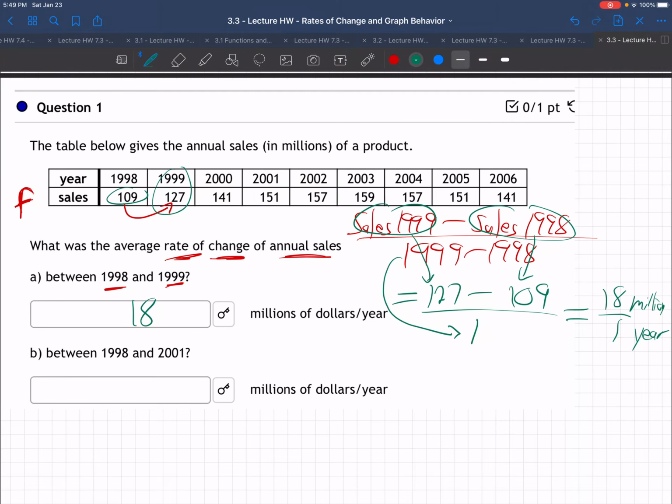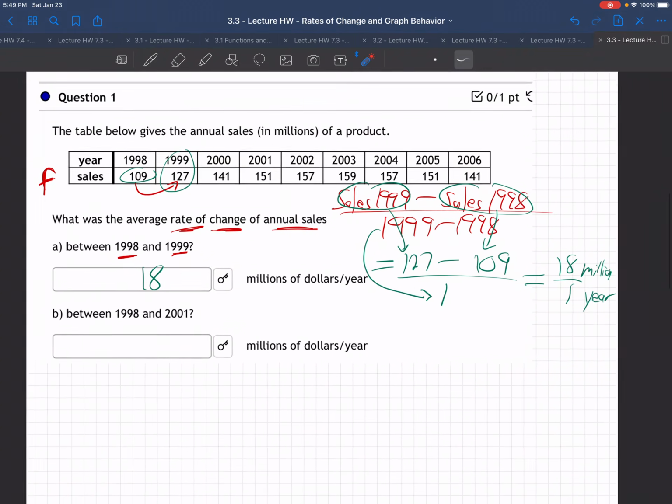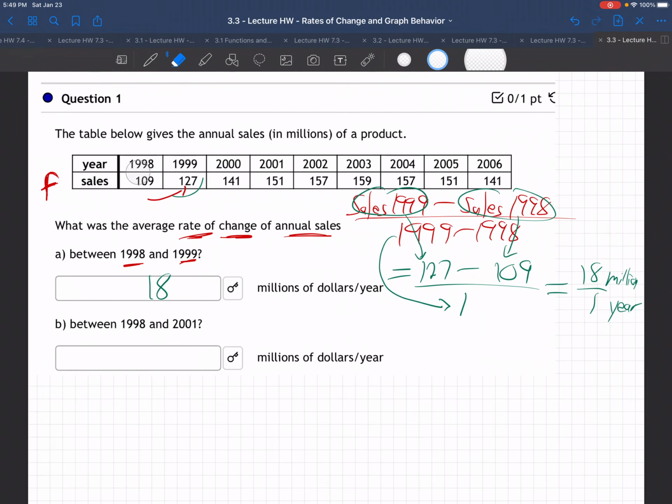Now you might think, well, why don't you just subtract those? Well, I'll show you, because on the next part B, the denominator is going to be a little more complex. So you agree with that, though, right? That it went up by 18 million in 1 year. So the average rate of change went up by 18 million a year. Now, how about part B, where we have more than 1 year? That's where this whole calculation will make more sense.